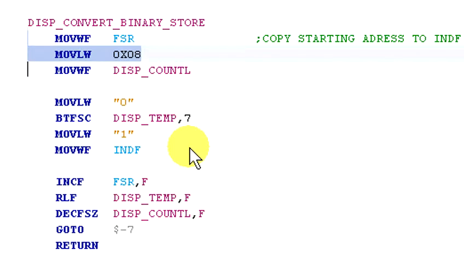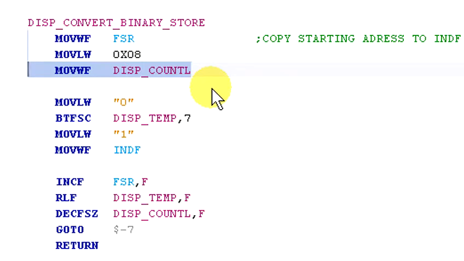Next, we need to set up a counter. So the value 8 is loaded into the W register and then stored into display_count_L, which is a variable I'm borrowing from another routine. It's safe to do this since display_count_L isn't being used at the moment and isn't storing any critical information.